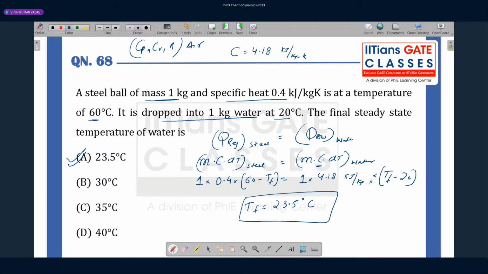Because thermodynamics and heat transfer is a subject that you can easily apply around you. Everything that is happening around you, you can observe, and you can relate it to thermodynamics, and especially heat and mass transfer. Okay, so I hope this session was useful to you.